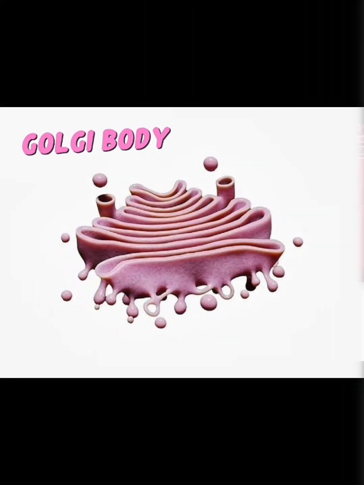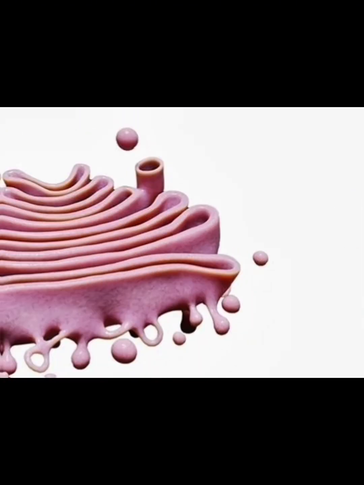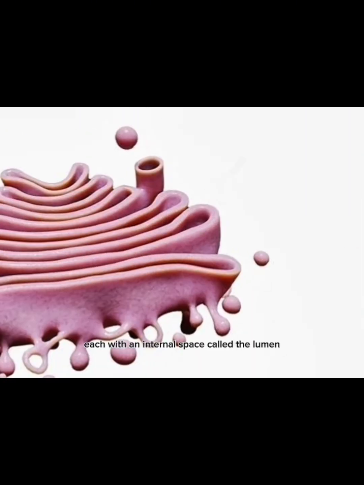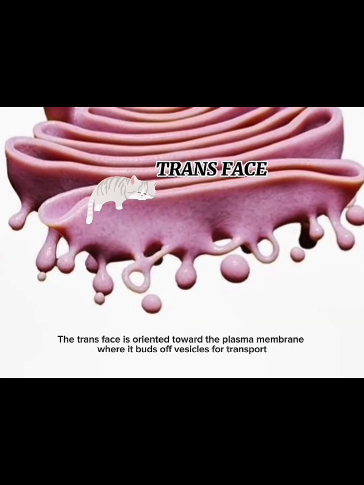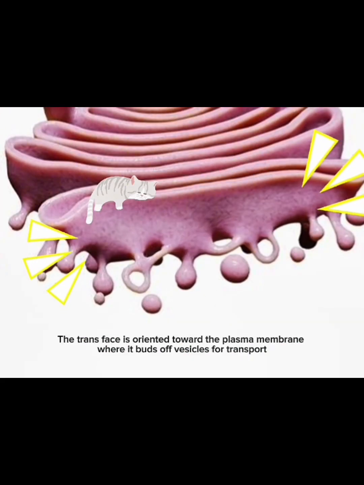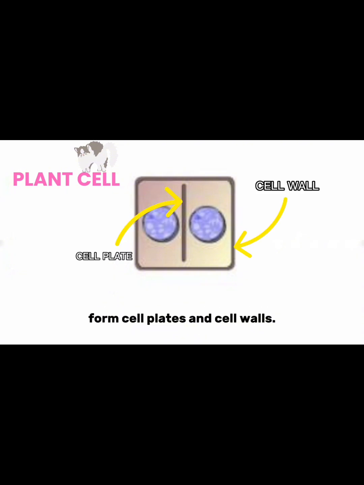The Golgi body, or Golgi apparatus, is like the cell's post office, sorting, packaging, and shipping proteins and lipids. These pancake-like sacs are called cisternae, each with an internal space called the lumen. The cis face is closest to the nucleus and endoplasmic reticulum. It receives newly synthesized proteins and lipids. The trans face is oriented toward the plasma membrane, where it buds off vesicles for transport. In plant cells, the Golgi body secretes polysaccharides to form cell plates and cell walls.